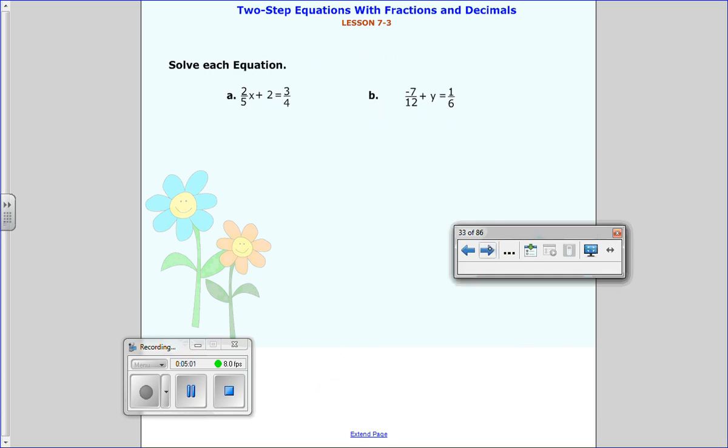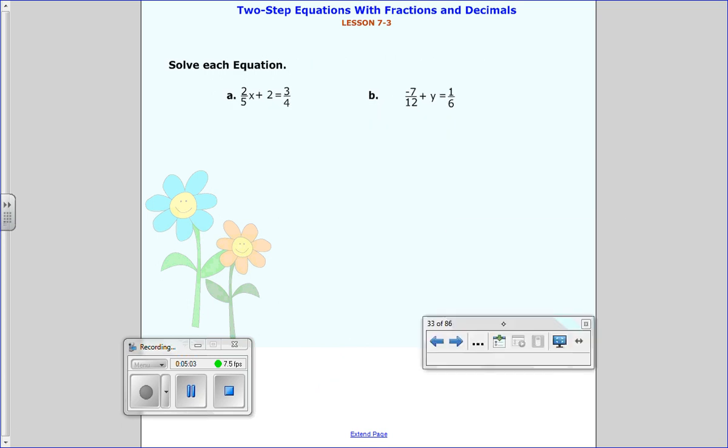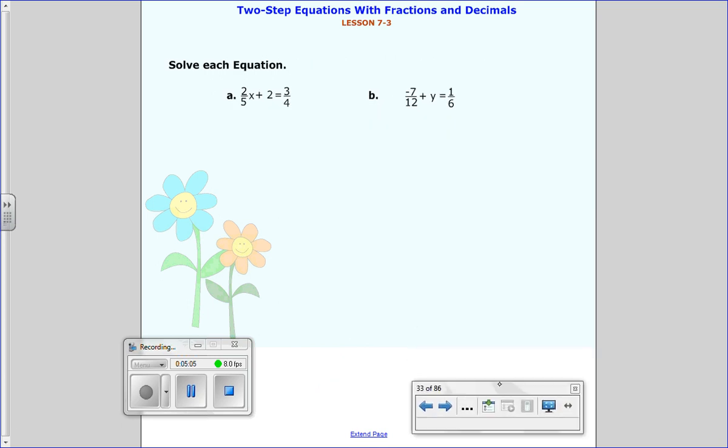So let's try that again, because I know it can be a little strange. We're going to do A together, and then I'm going to let you do B. So A, we have 2/5 times x plus 2 is equal to 3/4. Again, to get rid of those fractions, I see first what's in the denominator. I have a 5 and a 4. Well, a multiple of both of those is 20. So everything's going to get multiplied by 20.